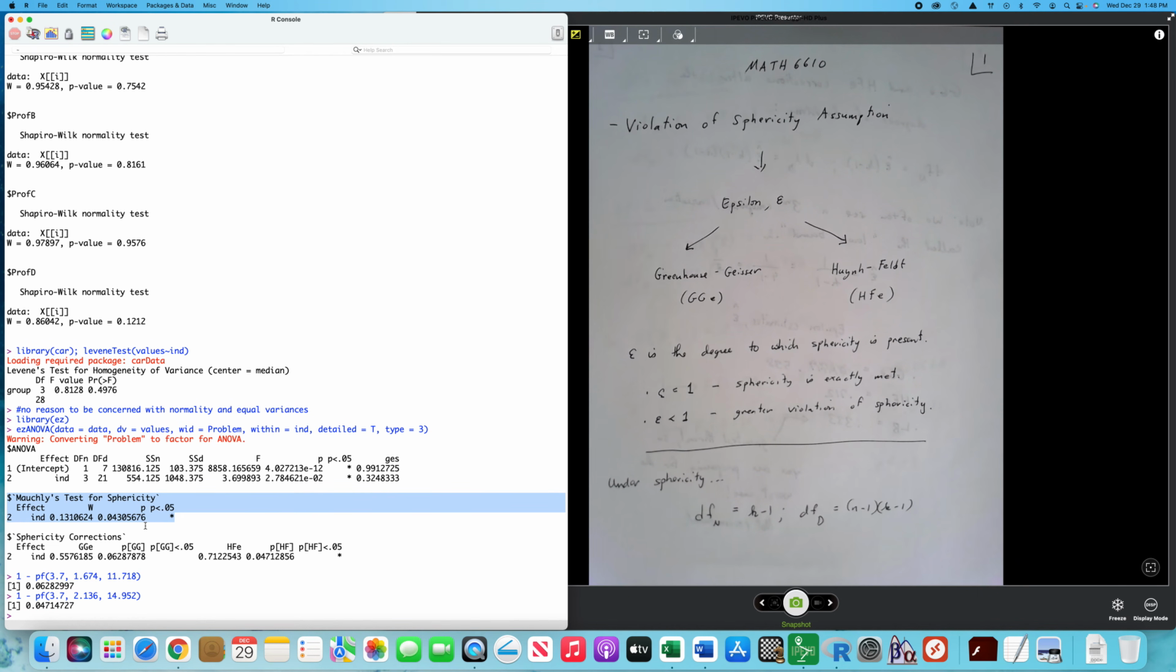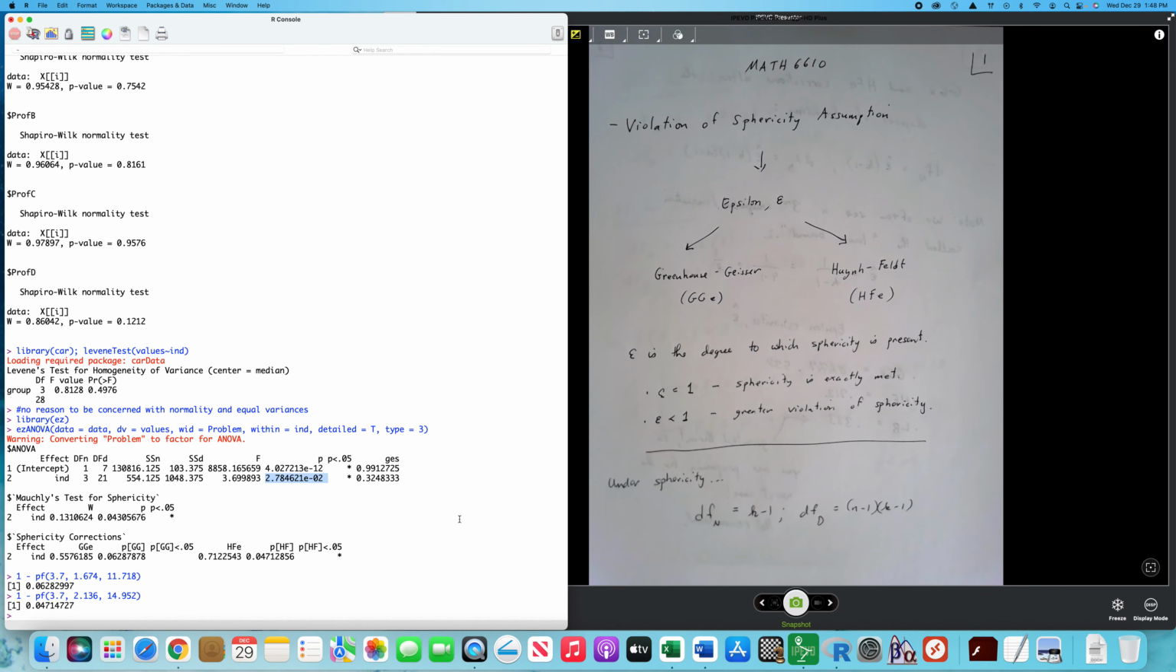don't want you to lose this, so I want this one to be tattooed to the brain. When sphericity is violated, that p-value is not stable. So we are attempting to find a more stable p-value based on these approximations of epsilon.